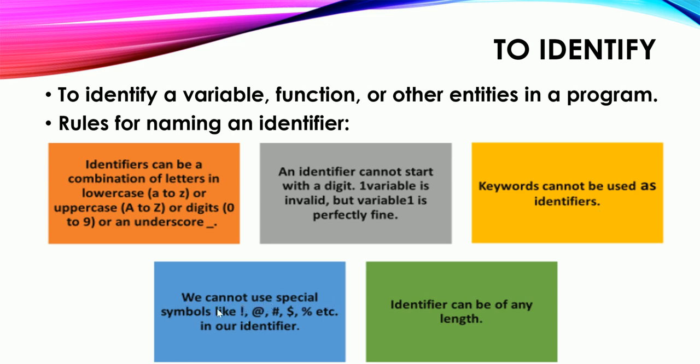Next, we cannot use special symbols like exclamation, at the rate, hash, dollar, percentage, etc. inside the name. The identifier can be of any length. There is no fixed length in Python; there may be 16 characters, 8 characters, 64 characters, like that. There is no fixed length. So you can give the name of the variable and the name of the function as per your own choice.